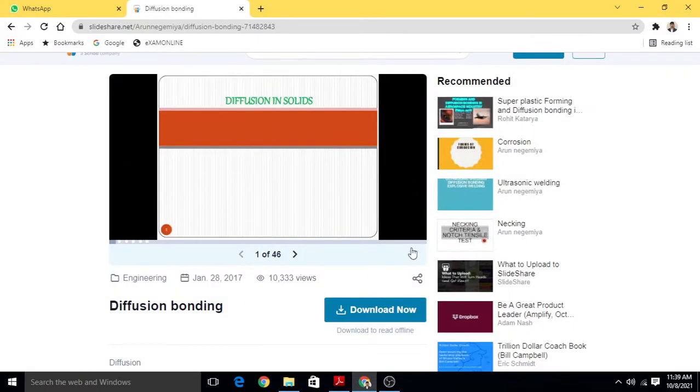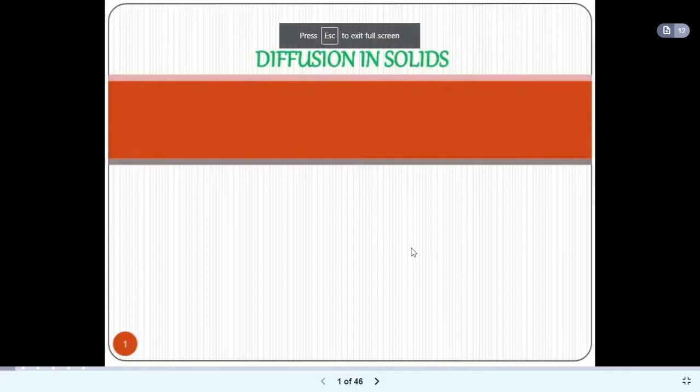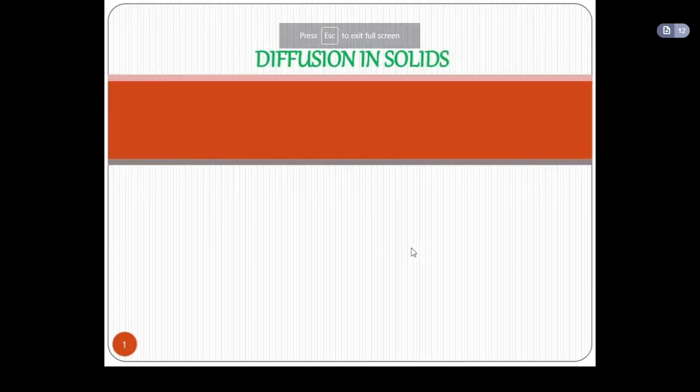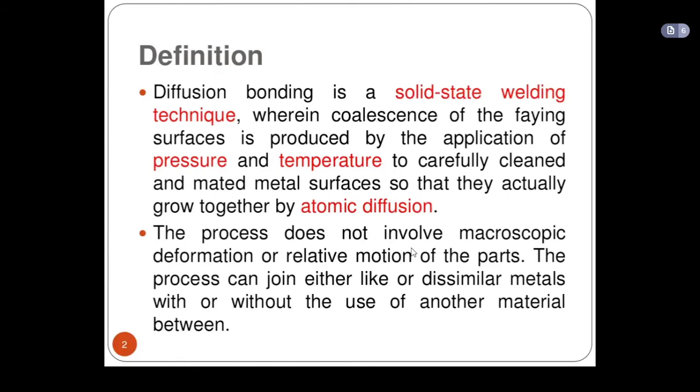Hello student. In today's session we will discuss diffusion in solids, that is, diffusion bonding, or how the diffusion bonding procedure works. What is the procedure for diffusion welding? What are the applications of diffusion welding? What are the parameters considered while doing diffusion welding? We will discuss all of these things here.